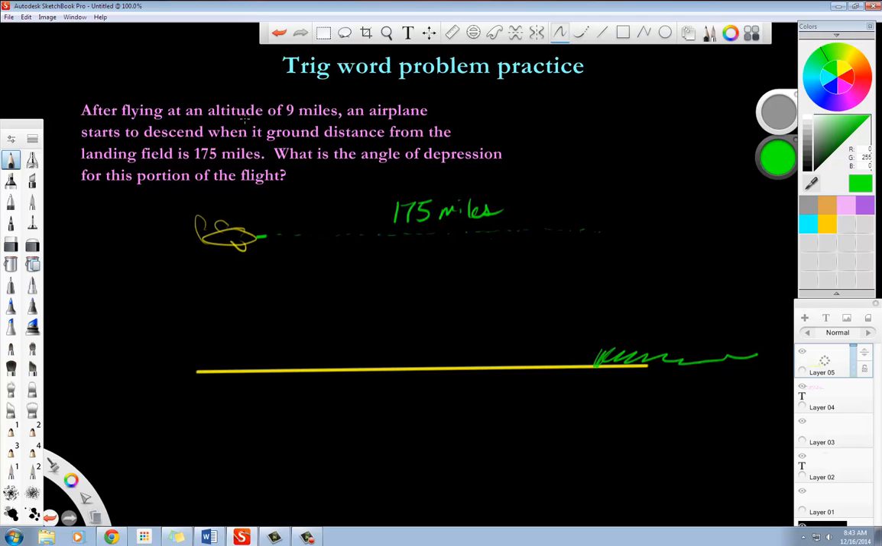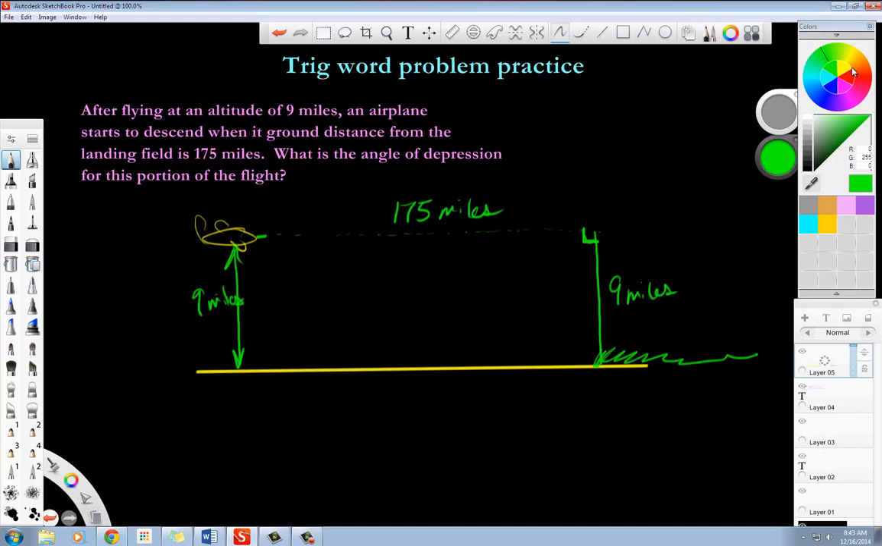Well, it says it's flying at an altitude of 9 miles. That's obviously important. So what that means is we can either look at it as it's off the ground this way 9 miles, or we could come over here and look at it this way from the landing field is 9 miles. But we have to start constructing a right angle out of this somehow. And you can see that it's going to form right here, okay, with this imaginary trajectory that this plane was flying at.